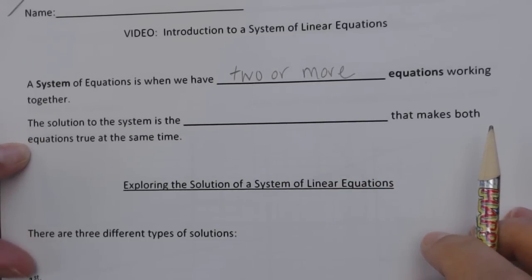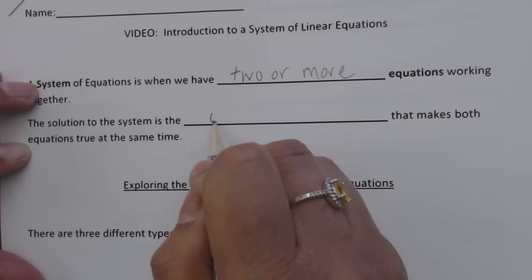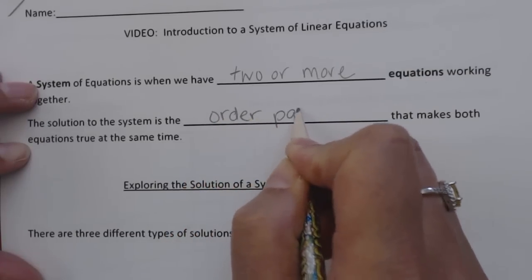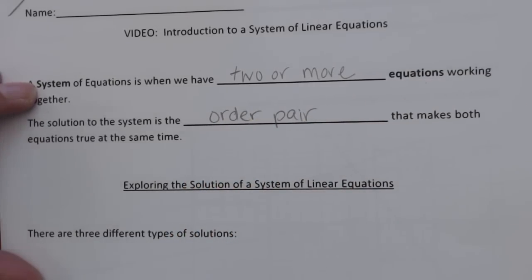All right, let's look to see what a solution is. The solution to the system is the ordered pair that makes both equations true at the same time. So let's fill those words in. It is the ordered pair that makes both equations true at the same time.